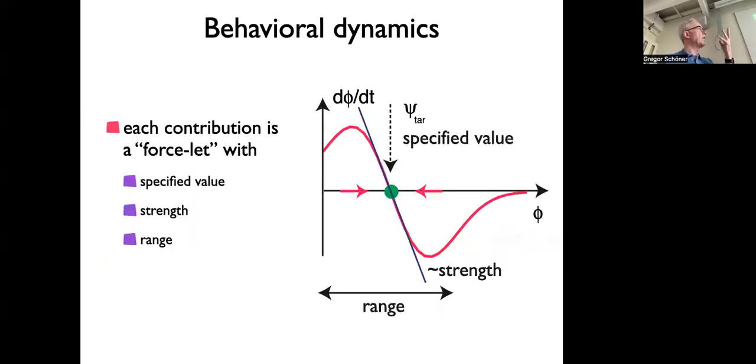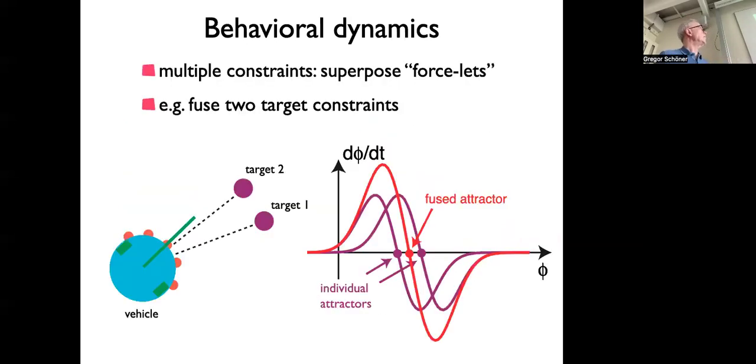But, so these are the 3 parameters that we'll have. Where the term is, how strong it is, will be a multiplication with some factor, and the range.